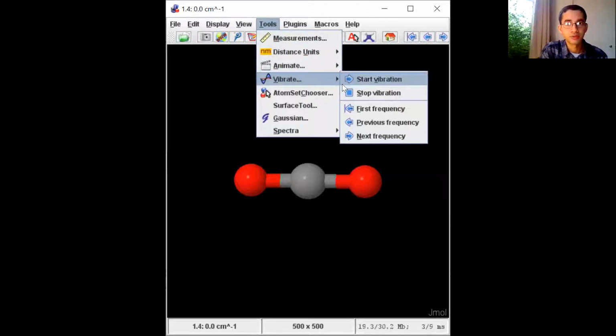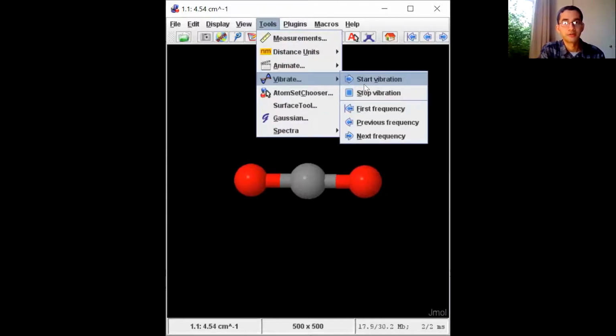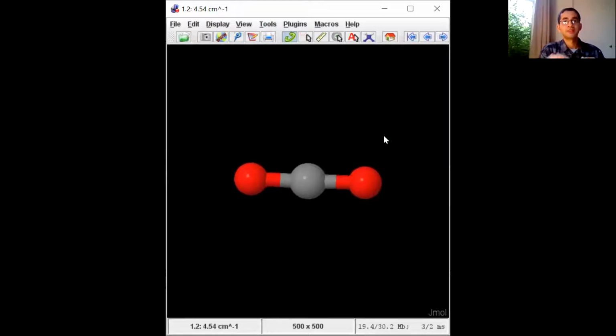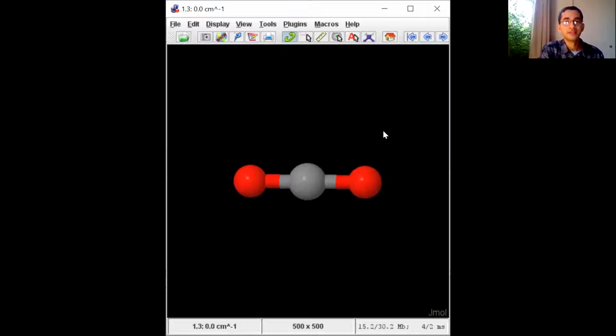What I'll do now is show how it vibrates. So essentially I click on start vibration. Probably you can see here that this is the first mode of vibration associated with the molecule. Now remember that there are 4 modes of vibration. So if I go to tools and click on the next frequency, as you see, this is now bending in the plane of the molecule. So this is the second mode of vibration. Now, if I go to the next one, this is bending away from the plane of the molecule. So this is the third mode.